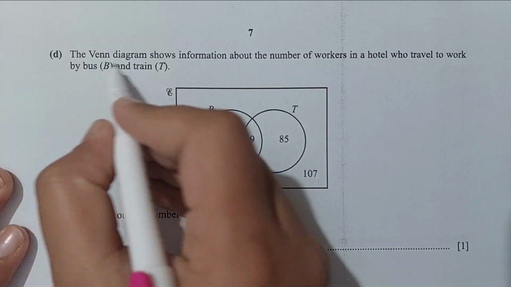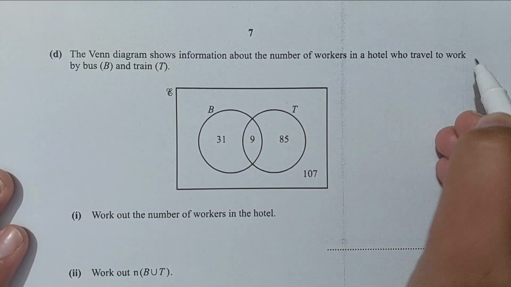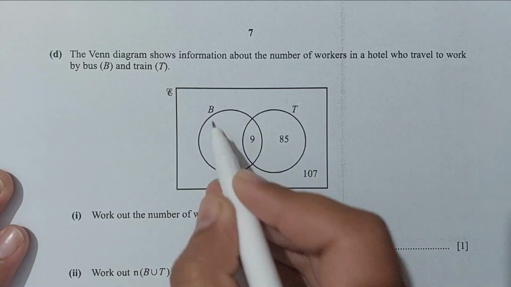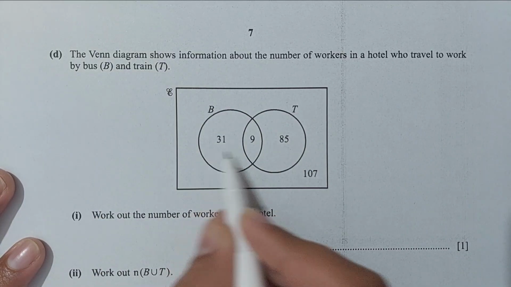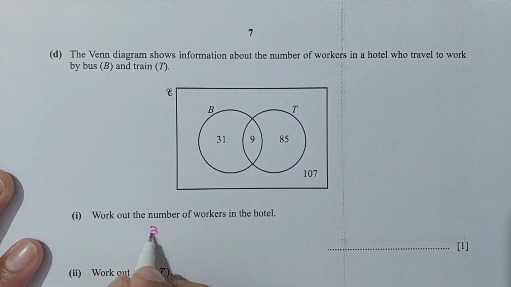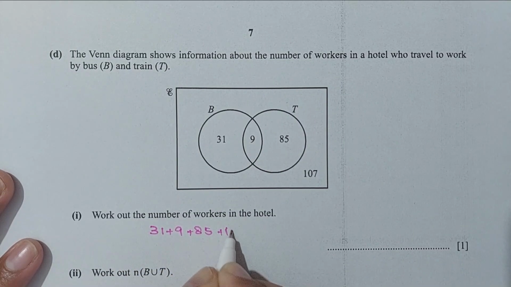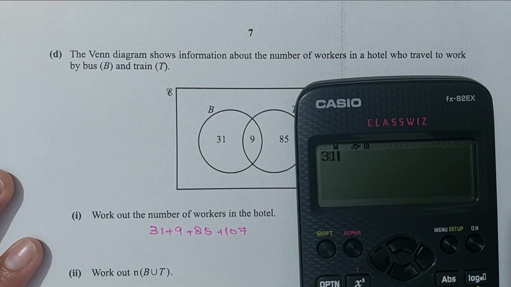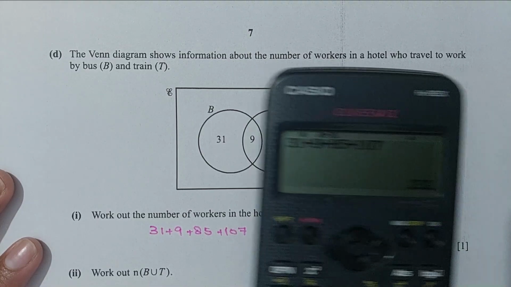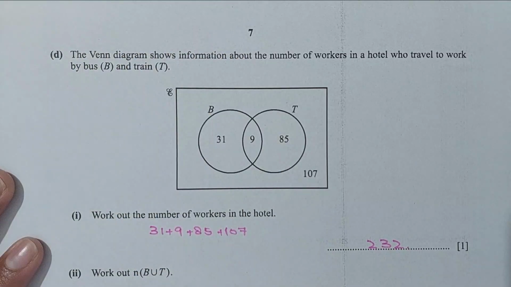Part D. The Venn diagram shows information about the number of workers in a hotel who travel to work by bus and by train. Number 1. Work out the number of workers in the hotel. The total number of workers in the hotel is 31 plus 9 plus 85 plus 107. So 31 plus 9 plus 85 plus 107 is 232 workers in total in the hotel.